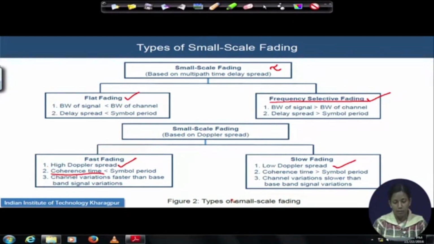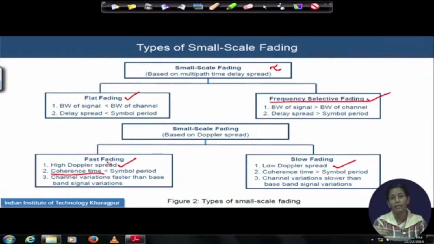The only point to remember here is that this is related to the symbol period. It is not the bandwidth of the signal, it is the symbol period. The time over which the channel coefficients, or the channel properties, do not change, we call the coherence time. If that time is less than the symbol time, you are going to get very fast fading. So, the channel will keep on changing.